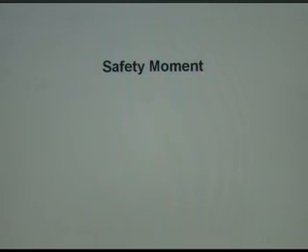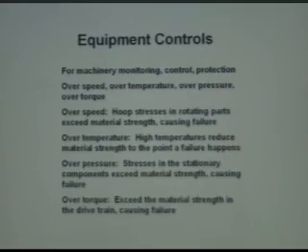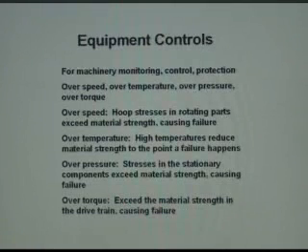First, we have our safety moment. And since controls is one of the topics that we're going to talk about today, I wanted to talk a little bit about equipment controls and give you a story about how they can and can't help you.